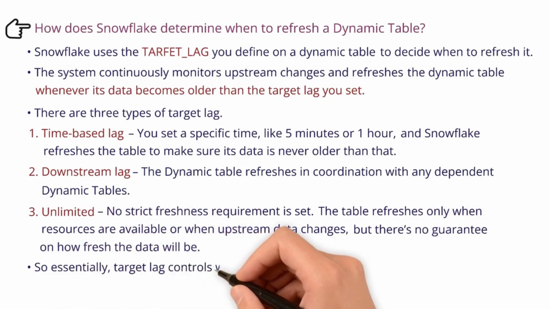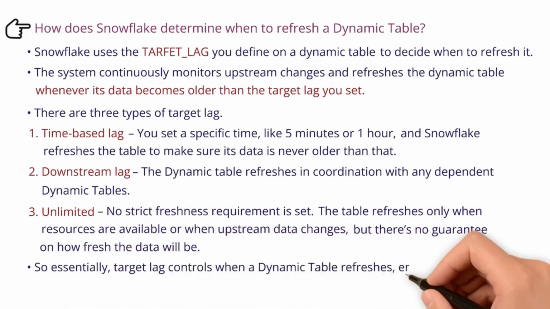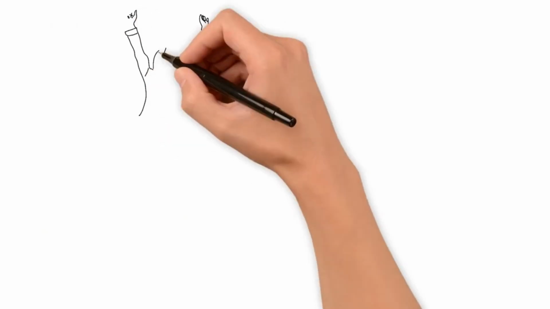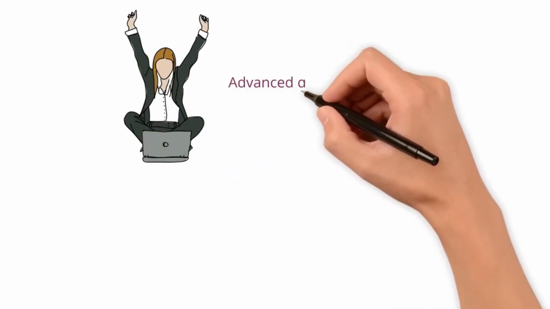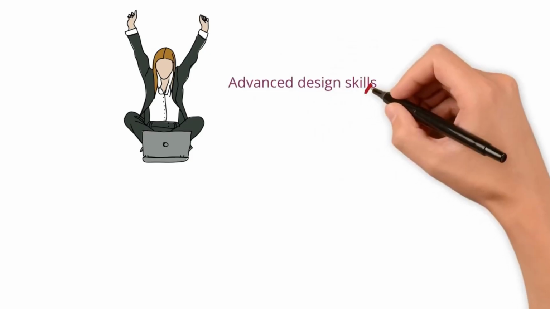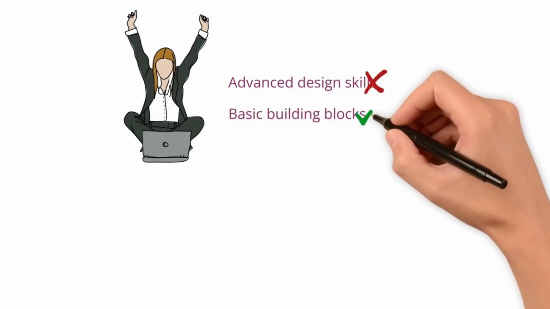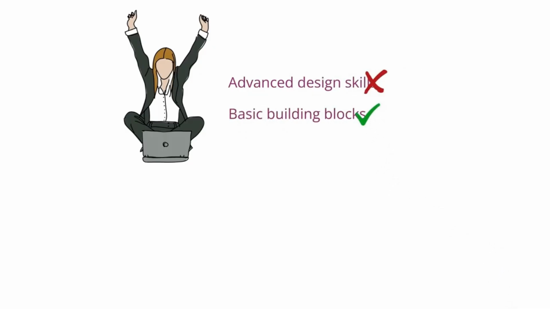So essentially, target lag controls when a dynamic table refreshes, ensuring data stays as fresh as you need. Notice that this question is about fundamentals. Interviewers aren't testing advanced design skills here. They just want to see if you know the basic building blocks of a dynamic table. A good answer lists the components clearly without over-explaining.